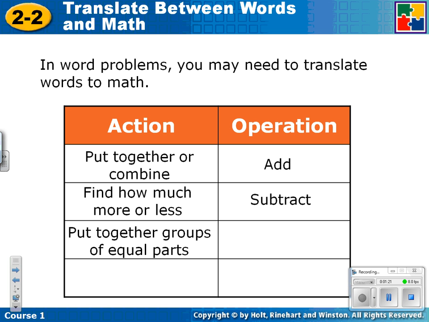If we have groups, each one of you has an equal group of 5 M&Ms, and we want to know how many total M&Ms we have in this room. What is that? Multiplication. And then obviously the last one is going to be division. To separate into equal groups is going to be division.